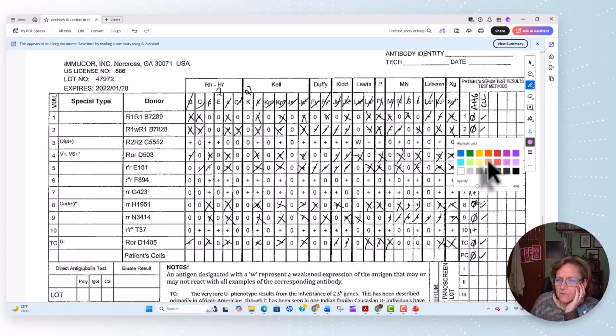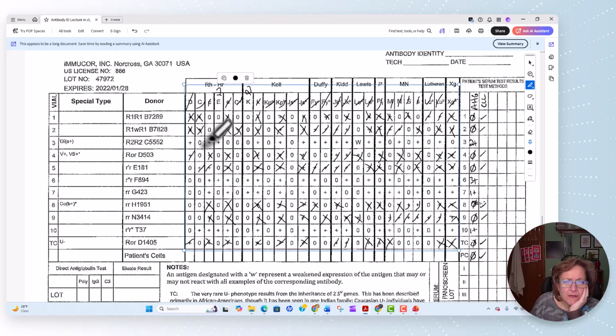Here, let me do it this way. So I've got my E column, and I got my K column. Because those are my ones with 2s, I'm going to highlight them, and they're the ones I'm probably going to have to look at. So what we're looking for now is the matching over here.